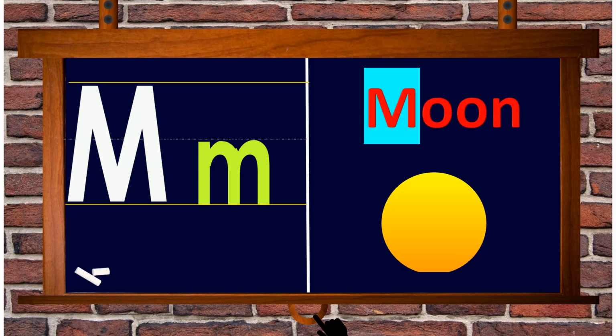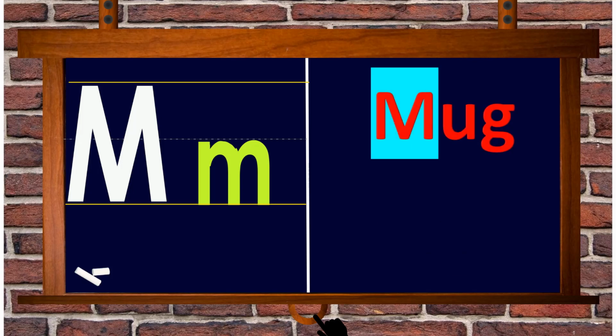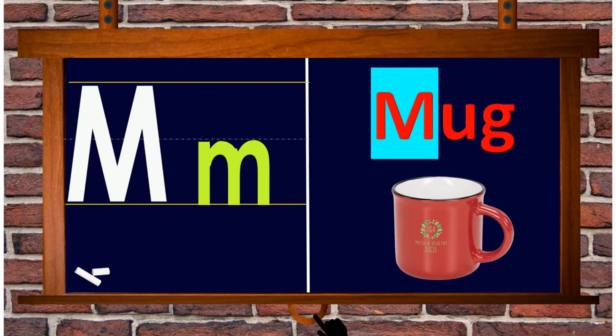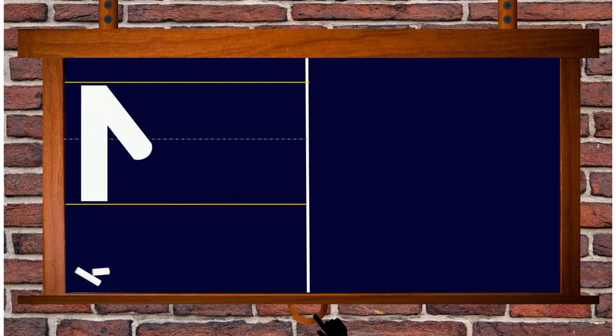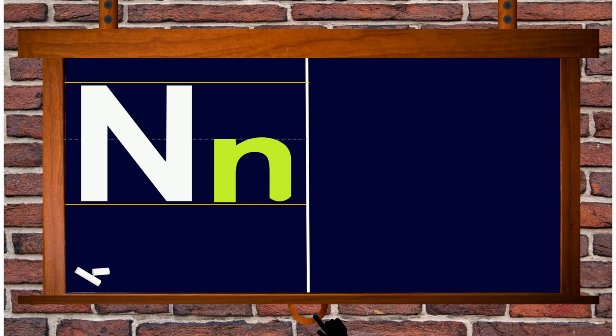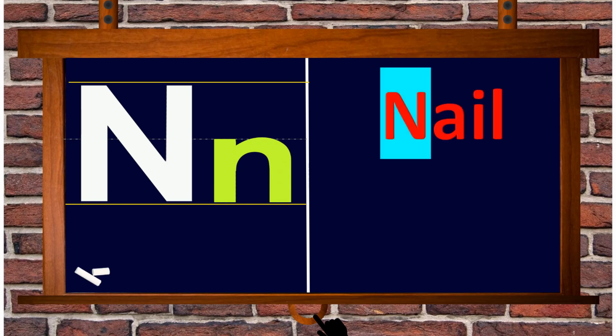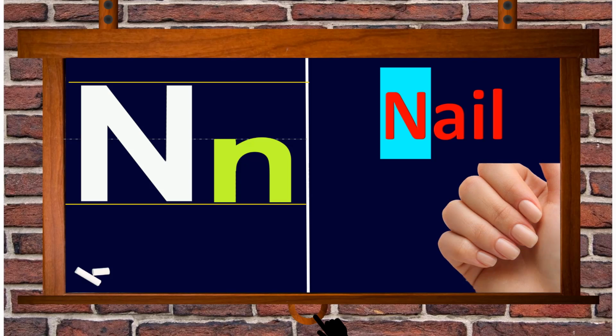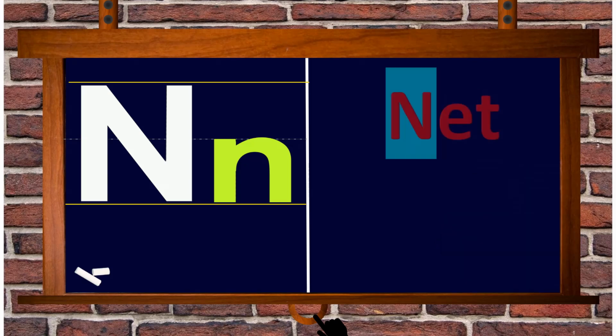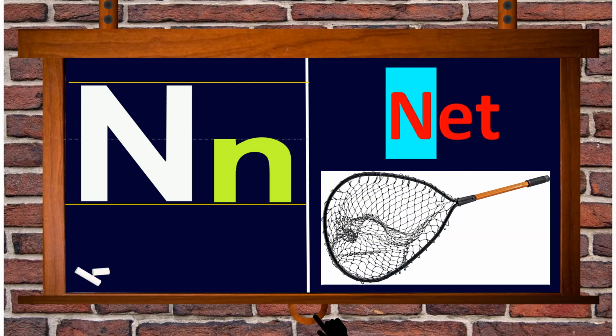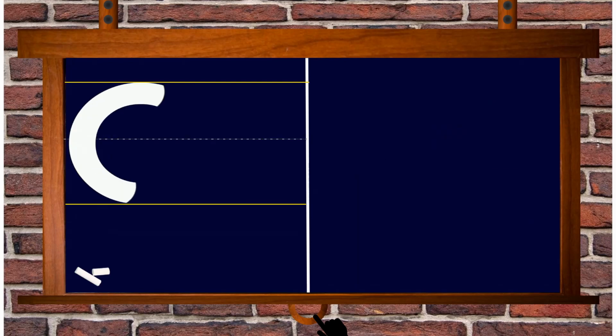M for moon. M for mug. N for nail. N for net.